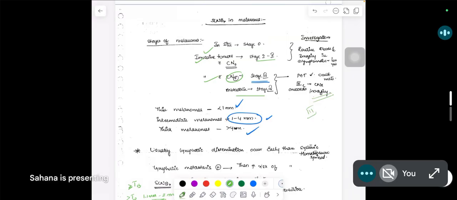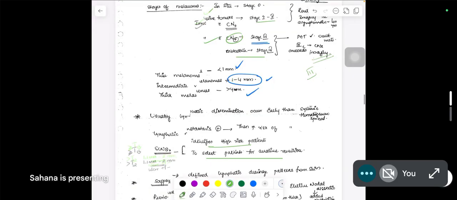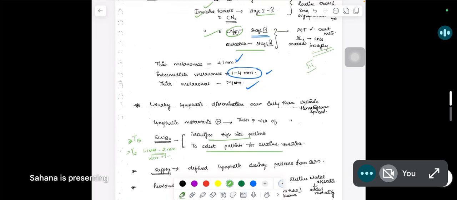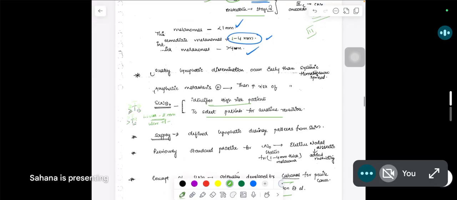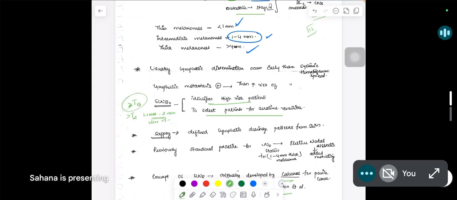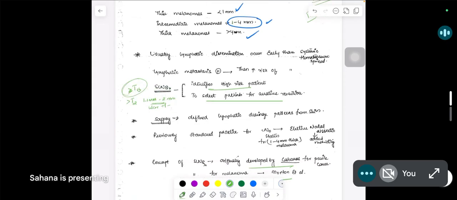Then for thin, intermediate, and thick melanomas, the cutoff is 1 to 4 is the intermediate, less than that is thin, and more than that is thick. So they have propensity for lymphatic dissemination earlier than systemic, but they behave very weird. There is no sequential spread. They can still present only with systemic dissemination. So the T1B is the cutoff for your SLNB consideration, and beyond 1.1 mm, that is T2, it is definitely recommended. Between T1B and T2, it is considering SLNB.